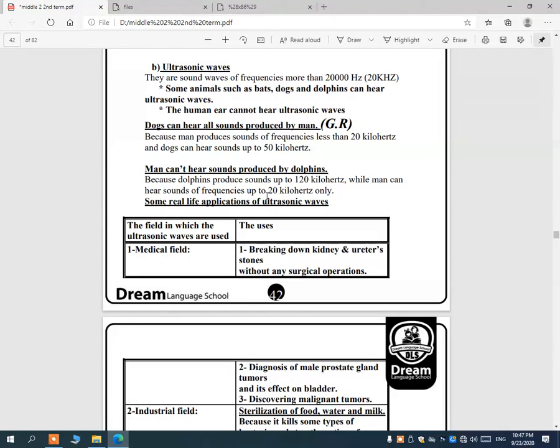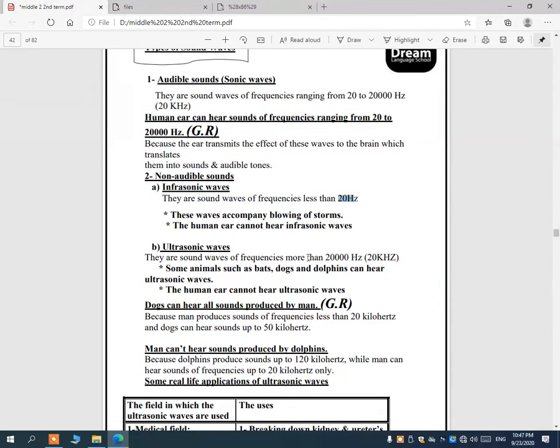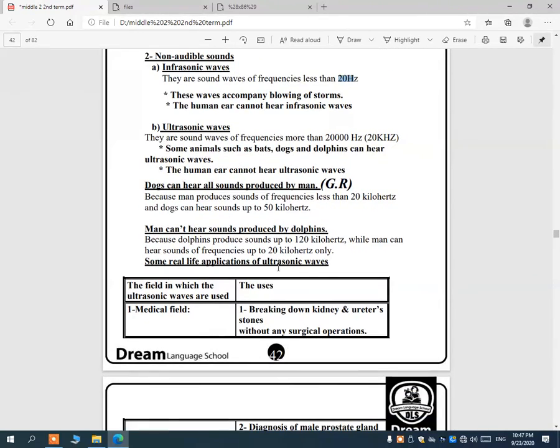So we have three types of sounds: sonic, from 20 hertz to 20,000 hertz, then infrasonic, less than 20 hertz, and then ultrasonic, more than 20,000 hertz. Infra, less than 20 hertz. Ultrasonic, more than 20,000 hertz.